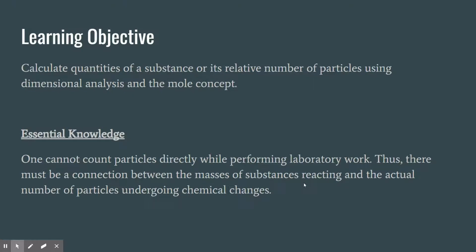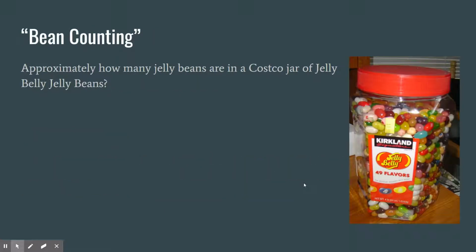The first essential knowledge you have to leave with is that we can't count particles directly in a lab. Therefore, we have to establish a connection between the masses of the substance and how many particles are there. To get you started thinking about this, let's imagine this jelly bean jar of Costco Jelly Belly jelly beans. How many jelly beans do you think are in there? How would you solve this problem? Can you think of a couple different ways to do it?